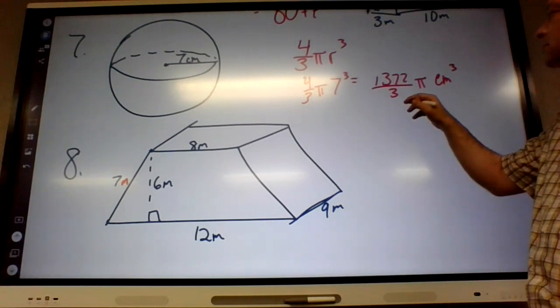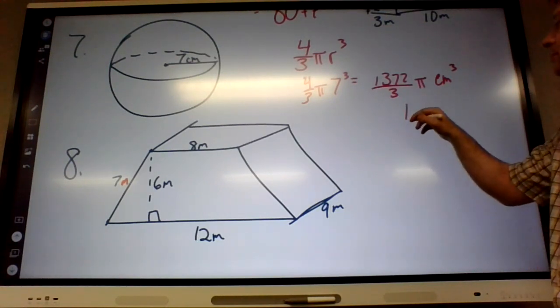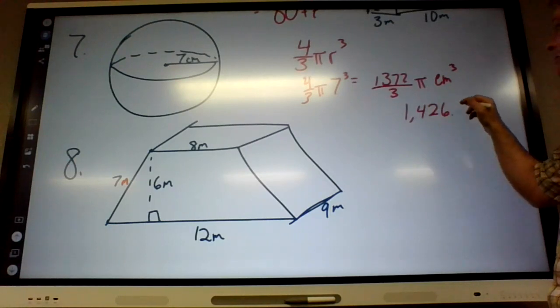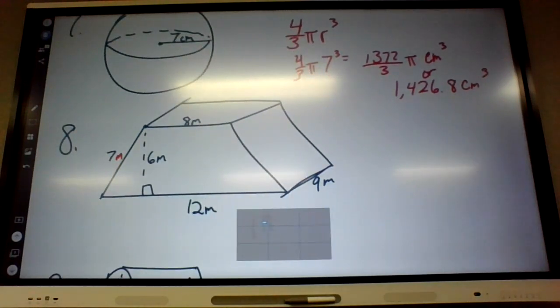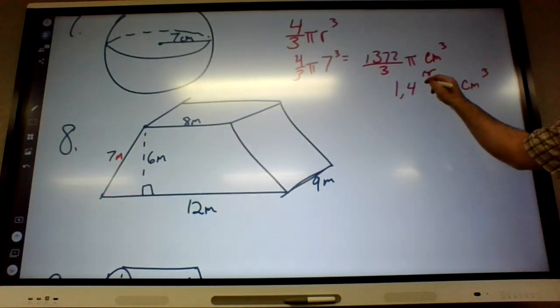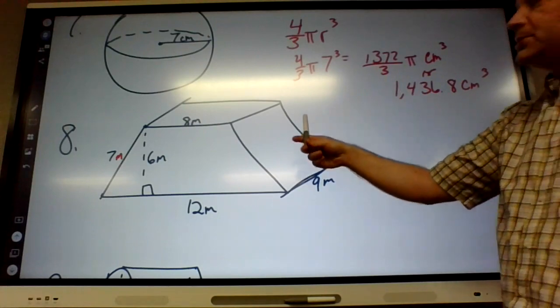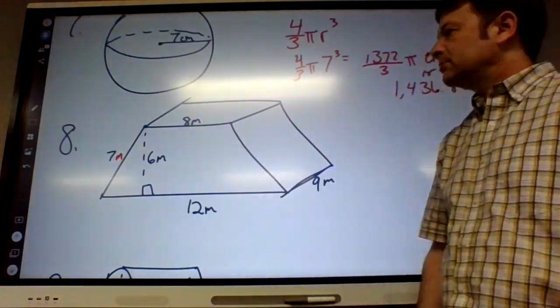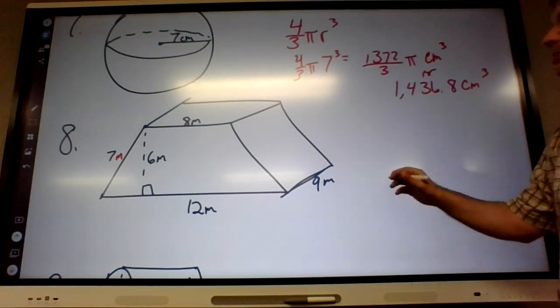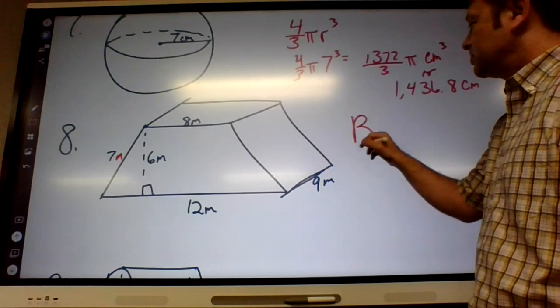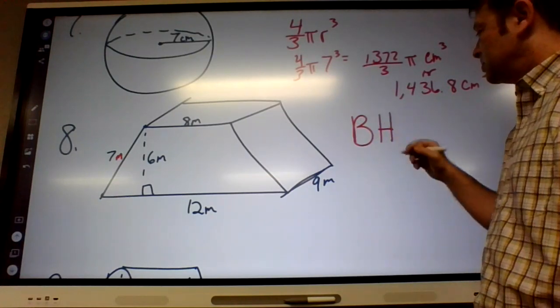Mr. Jordan, is the shape tomorrow gonna be exactly like 8? Pretty much. It's 1,430. Okay, what is the shape on number 8? Trapezoid. Trapezoidal prism. Oh, so we have to remember the trapezoid formula? Yes. 8 plus 12 divided by 2.